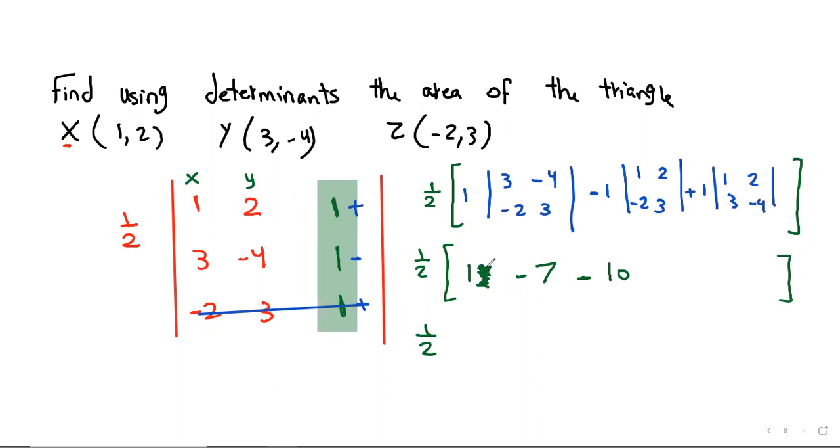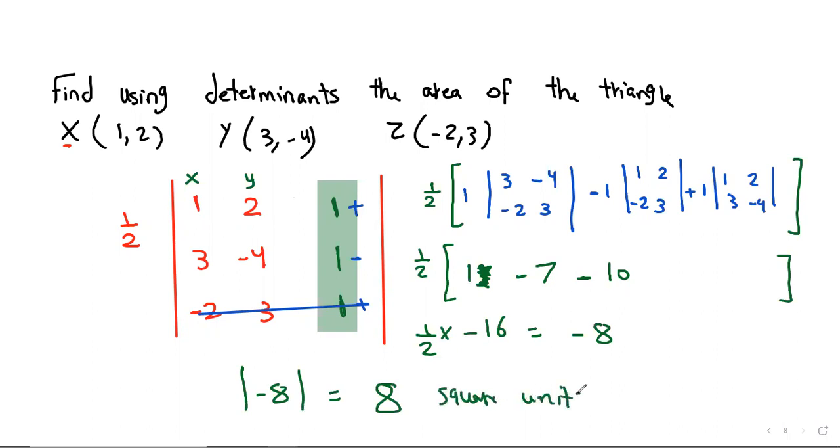So it's 1 minus 7 minus 10. Sorry for that. 1 minus 7 minus 6 minus 6 minus 10. So it's minus 8. Minus 16. Half times negative 16 is negative 8. Then take the absolute value of negative 8 because there is no area in negatives. So the absolute value of negative 8 is 8. So 8 square units is the area of the triangle.